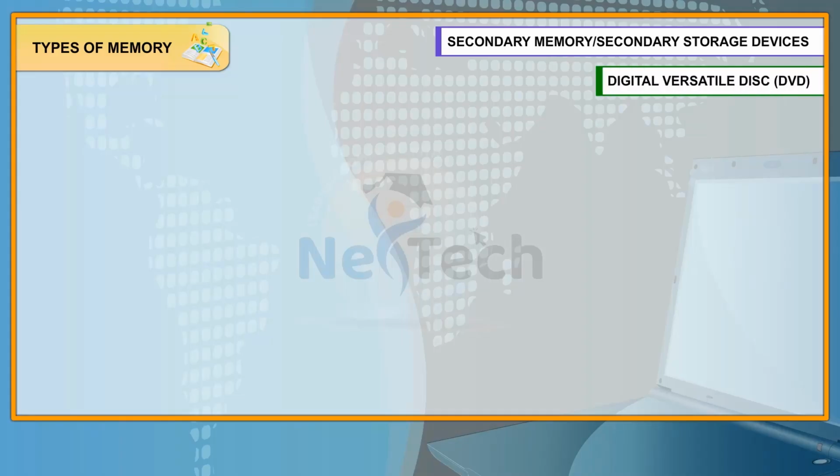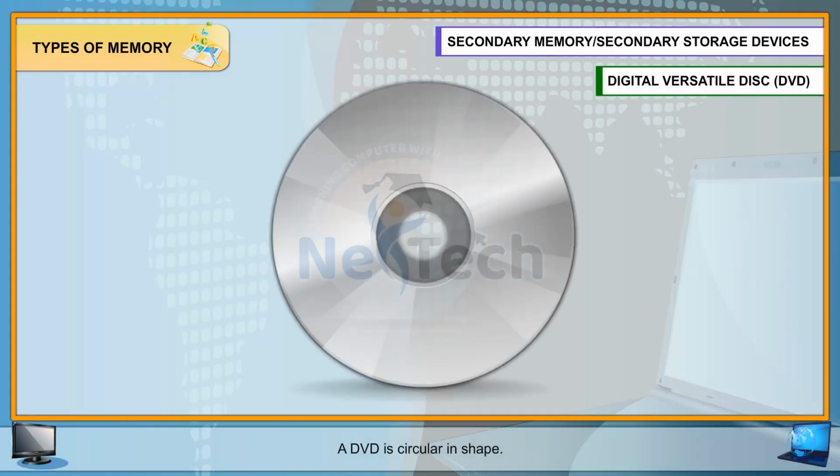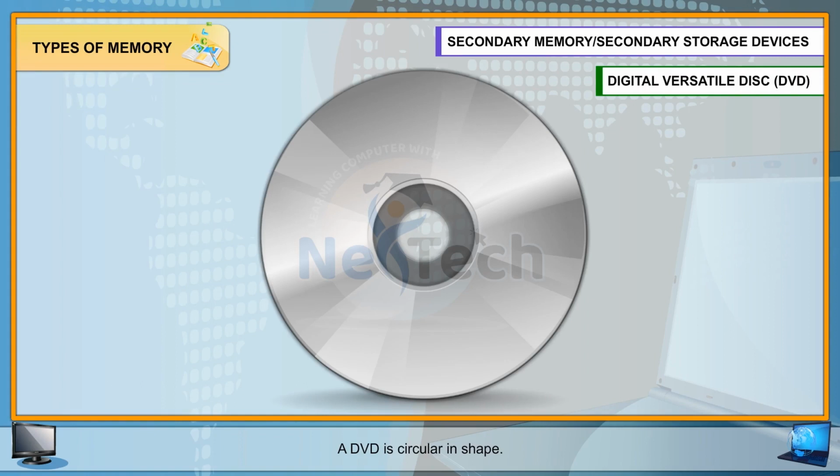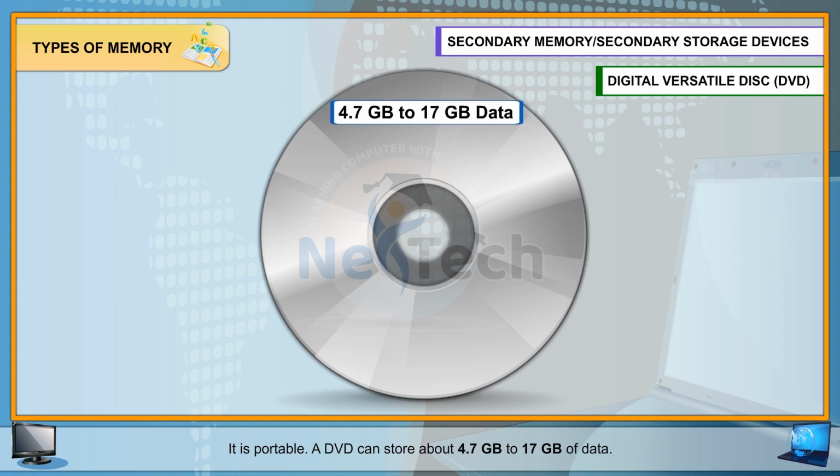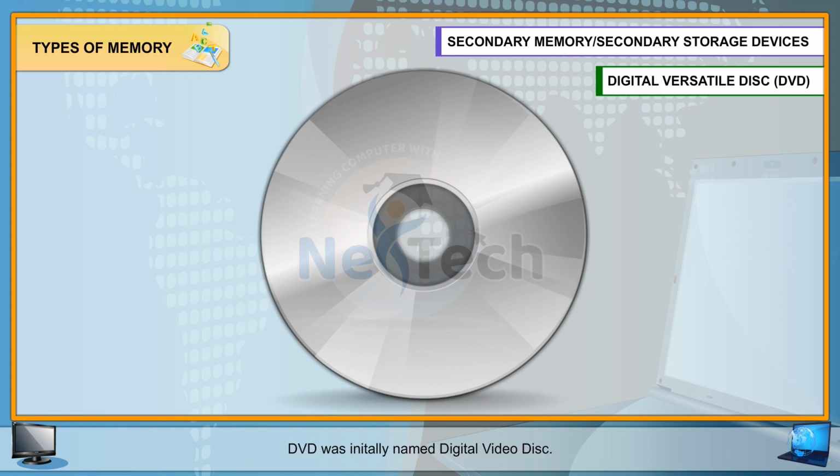Digital versatile disc, DVD. A DVD is circular in shape. It has become more popular to store any type of information such as documents, images, pictures, games, software and so on. It is portable. A DVD can store about 4.7 GB to 17 GB of data. DVD was initially named Digital Video Disc.